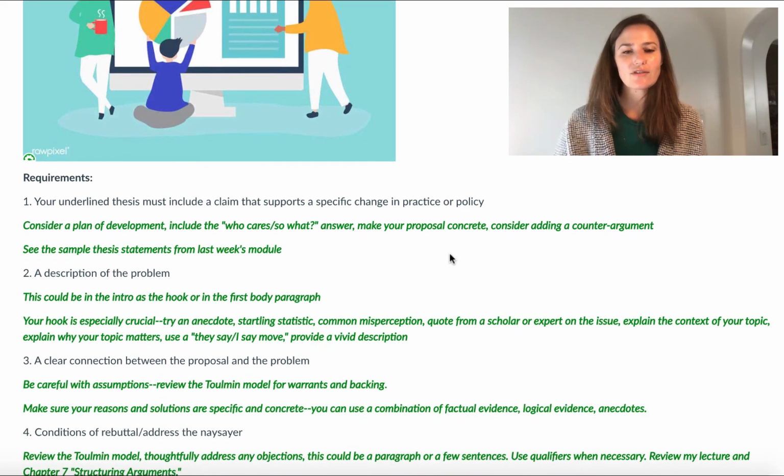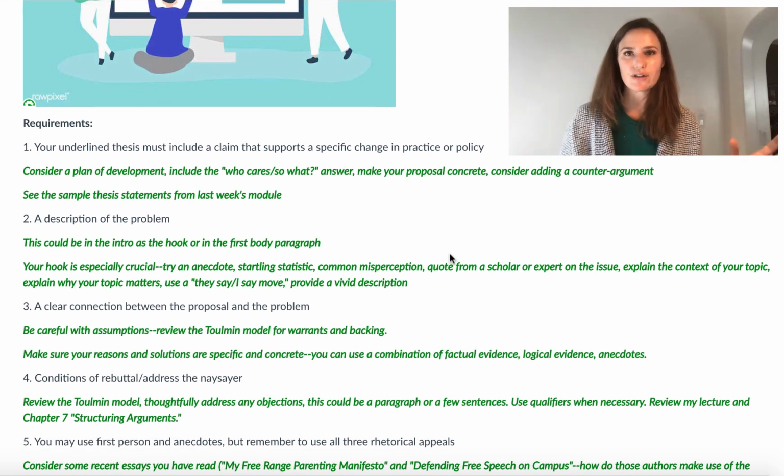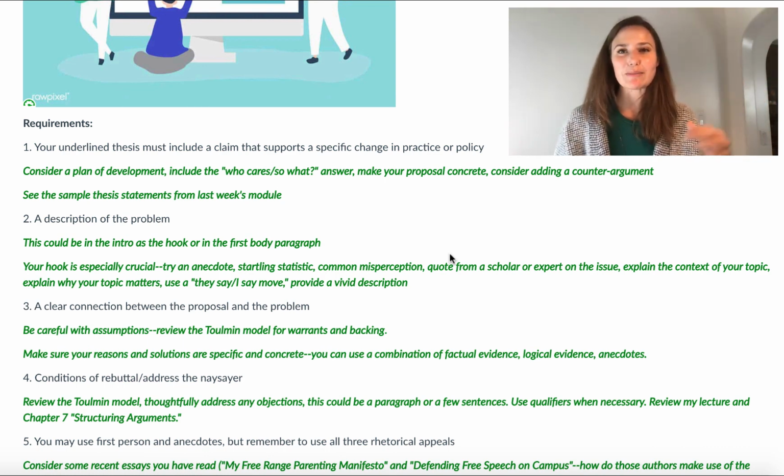Somewhere in your essay, you have to have a clear connection between the proposal and the problem, right? So you're identifying a problem in order to explain how we're going to fix the problem. So make sure that you connect those two things and be careful with your assumptions.